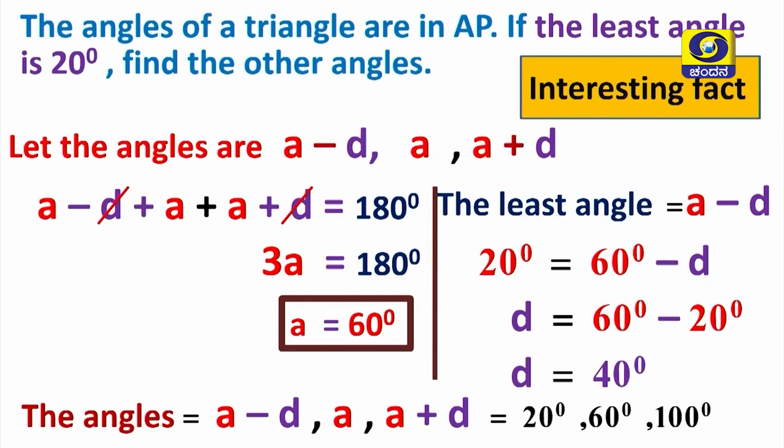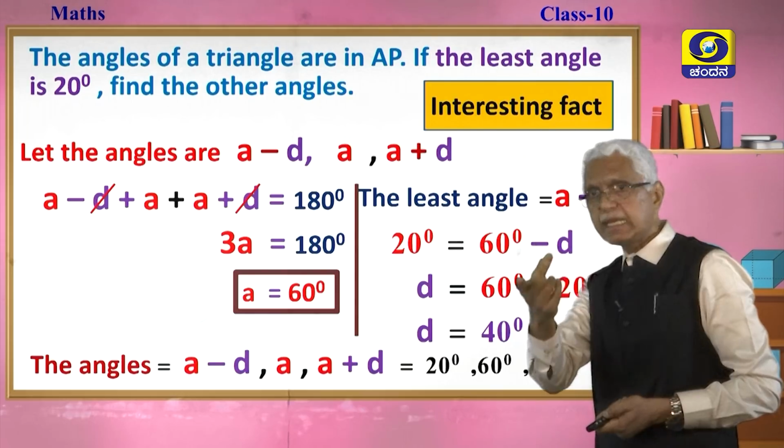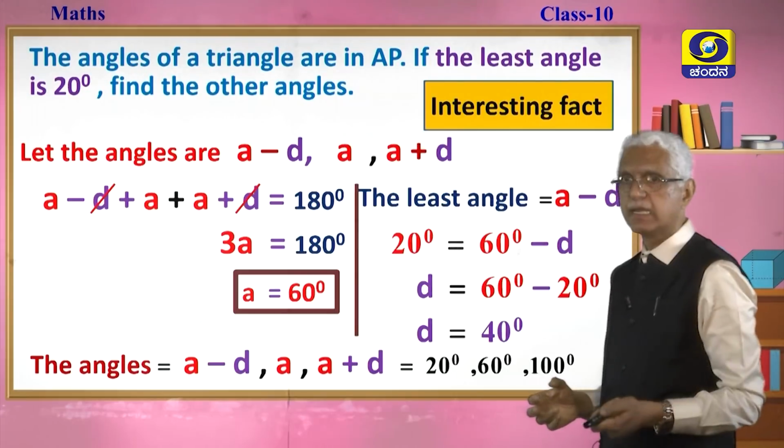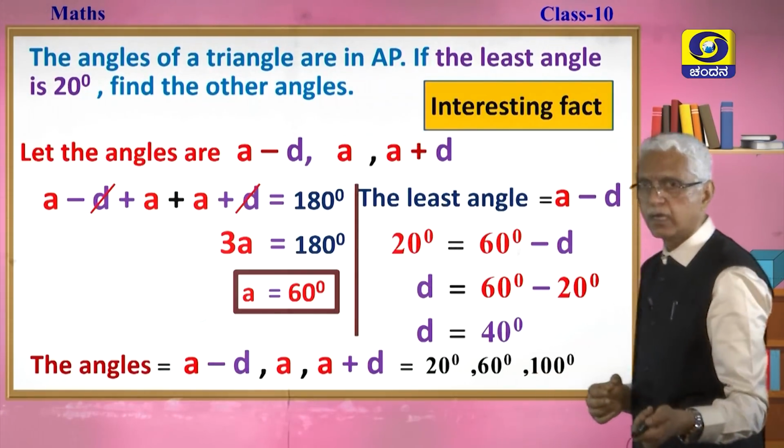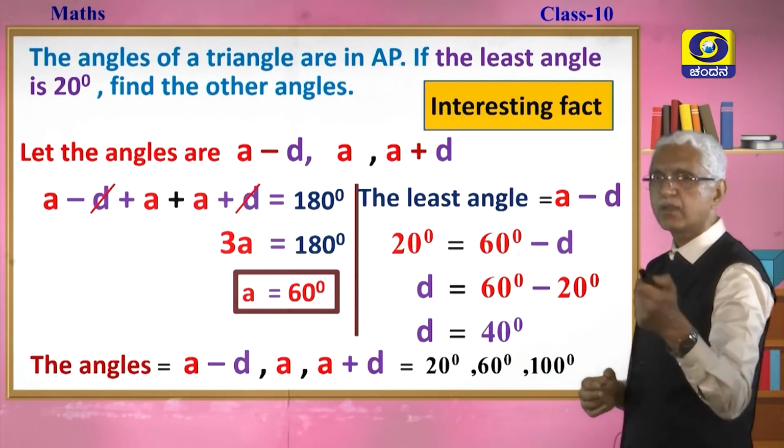What is a? 60. What is d? 40. A minus d means 60 minus 40, 20. What is the second angle? A. A is how much? 60. What is the third angle? A plus d. What is a? 60. d is 40. 60 plus 40 is 100. Therefore, the three angles are 20, 60, 100.